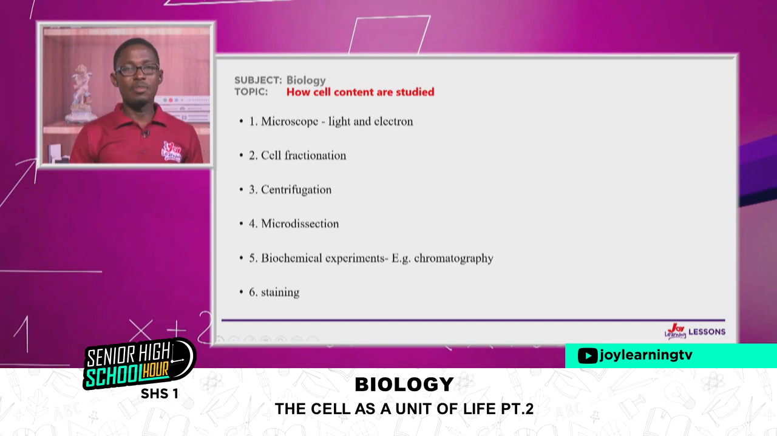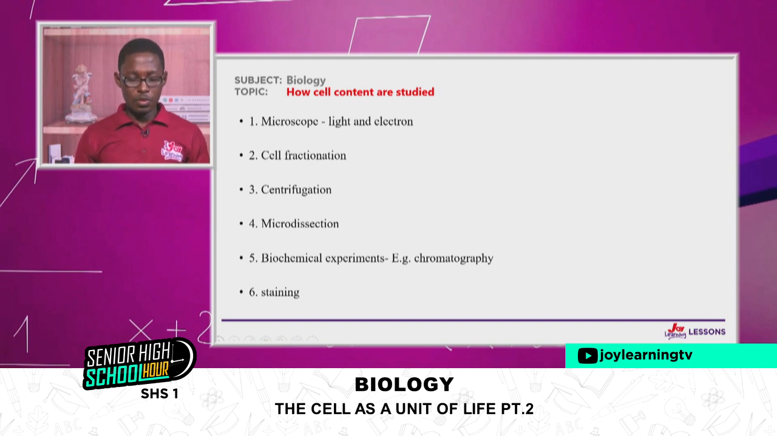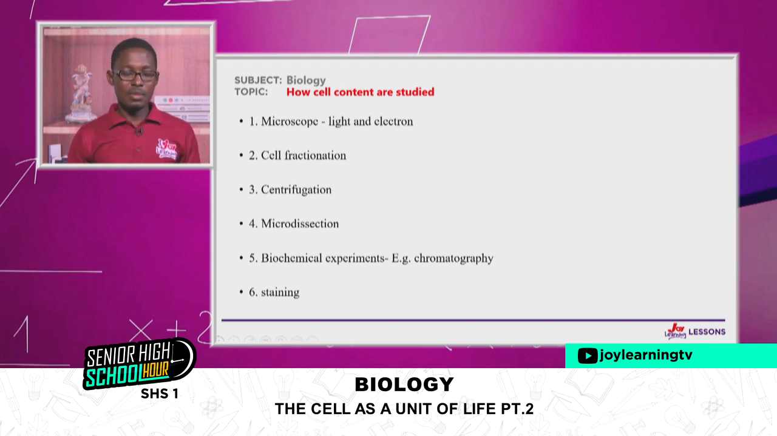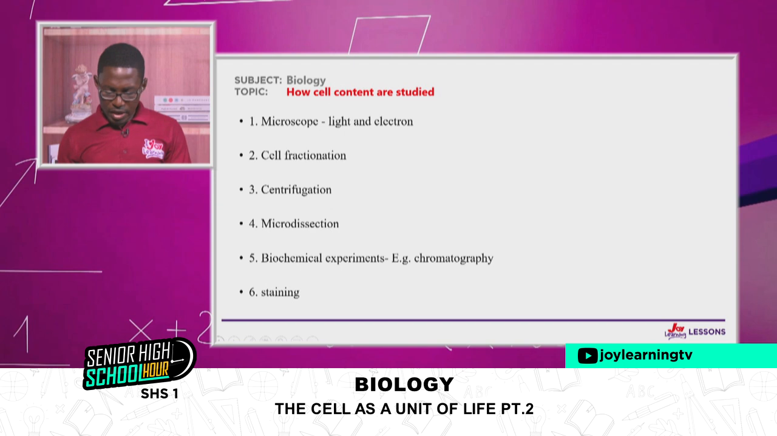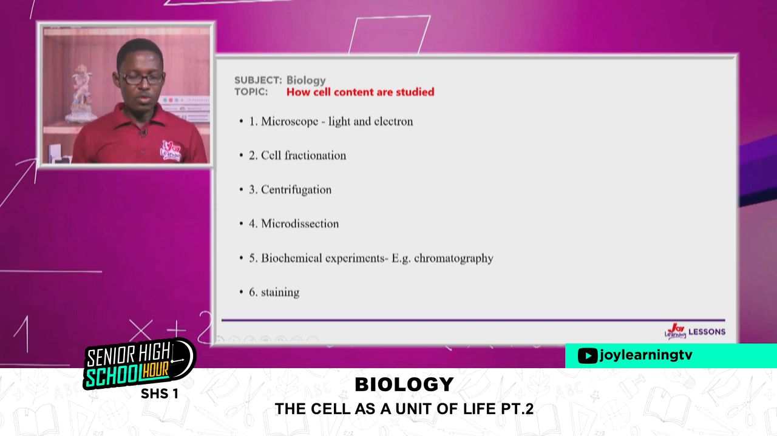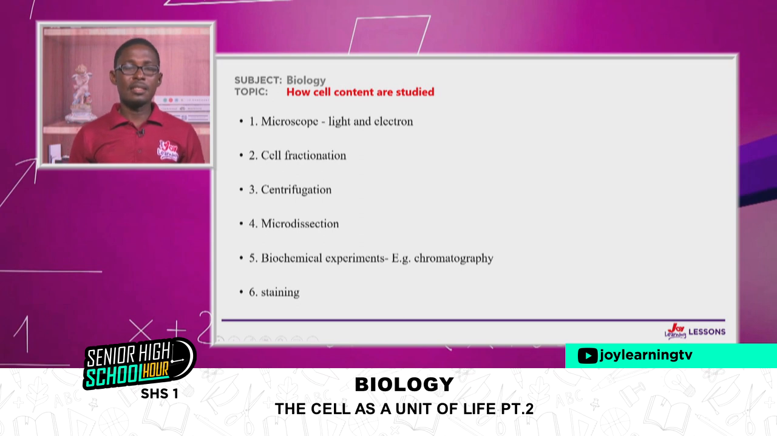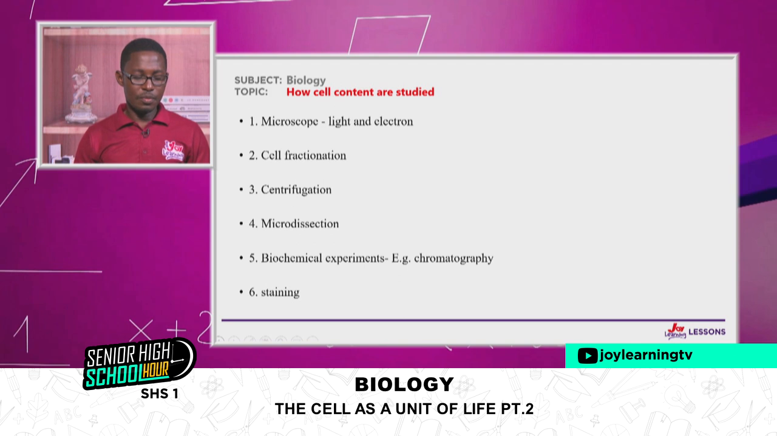Remember, the light came before the electron. So over years, they were using these light microscopes to study the cells. They drew them, gave descriptions of them. The electron microscope made it better for us. So based on electron microscope studies, we're able to get detailed analysis, pictures, and descriptions of our cell.